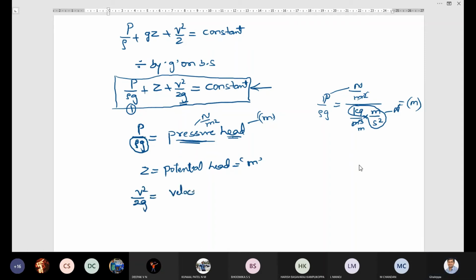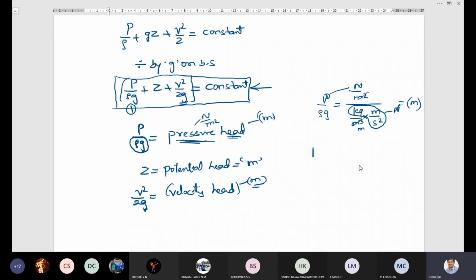Velocity head. Again, what is the unit of velocity head? It will be in meter. If I consider velocity head, it is in meter. If I take only velocity, I will not consider this g term, then the unit will be meter per second. So we'll cross check once again, and we get the same unit, that is meter. So the sum of these three terms in Bernoulli's equation is an energy term. All these are energy terms.